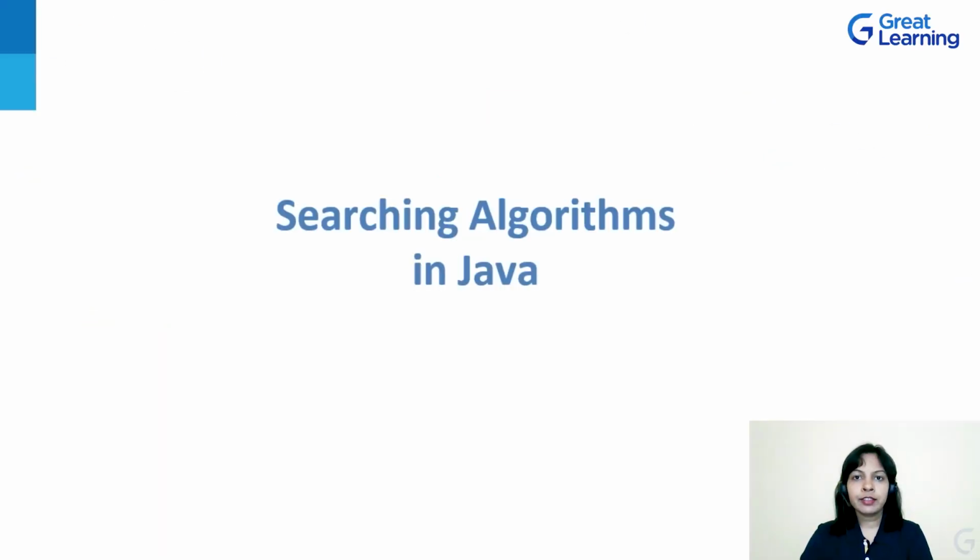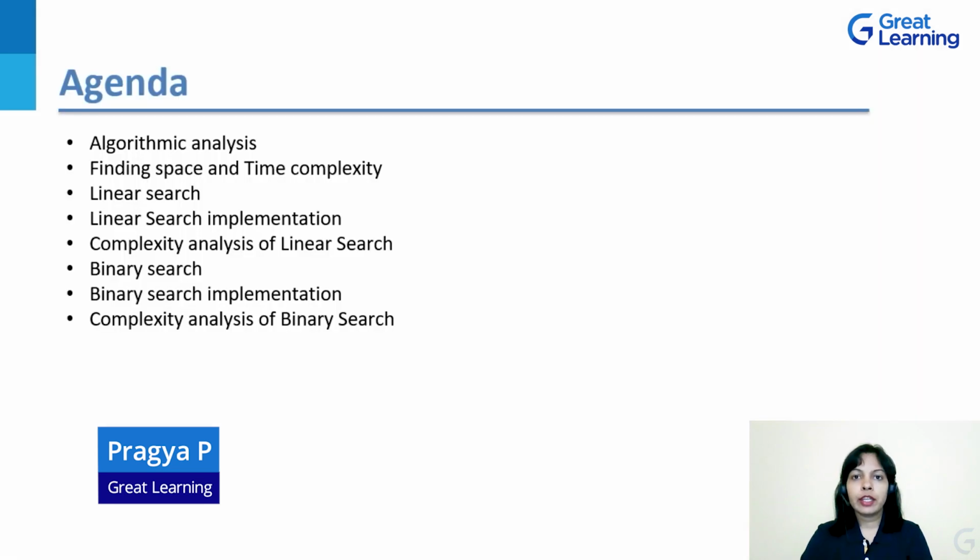Hello everyone. Welcome to the session where we'll be talking about searching algorithms and its implementation in Java programming. So before going ahead with the session, let me tell you the agenda for the session. What we are going to discuss today is algorithmic analysis of any given code. Like what is an algorithm? What are the different types of analysis we do for any given code or any given algorithm? And then how to find out the space and time complexity for a given code, may it be in any programming language.